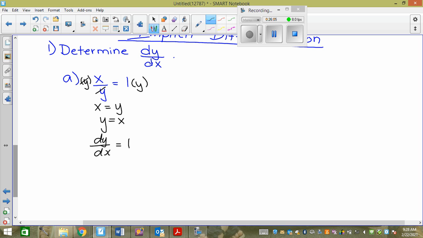Y equals x is what line? Yeah, it's that identity line. It's the points 1, 1, 2, 2, 3, 3, 4, 4, negative 1, negative 1, negative 2, negative 2, right? And a slope of 1 does what? Up 1 over 1, doesn't it? So the tangent slope of a slanted line is itself, right? It's the only way you can get that 1. That's why it has to be the 1.